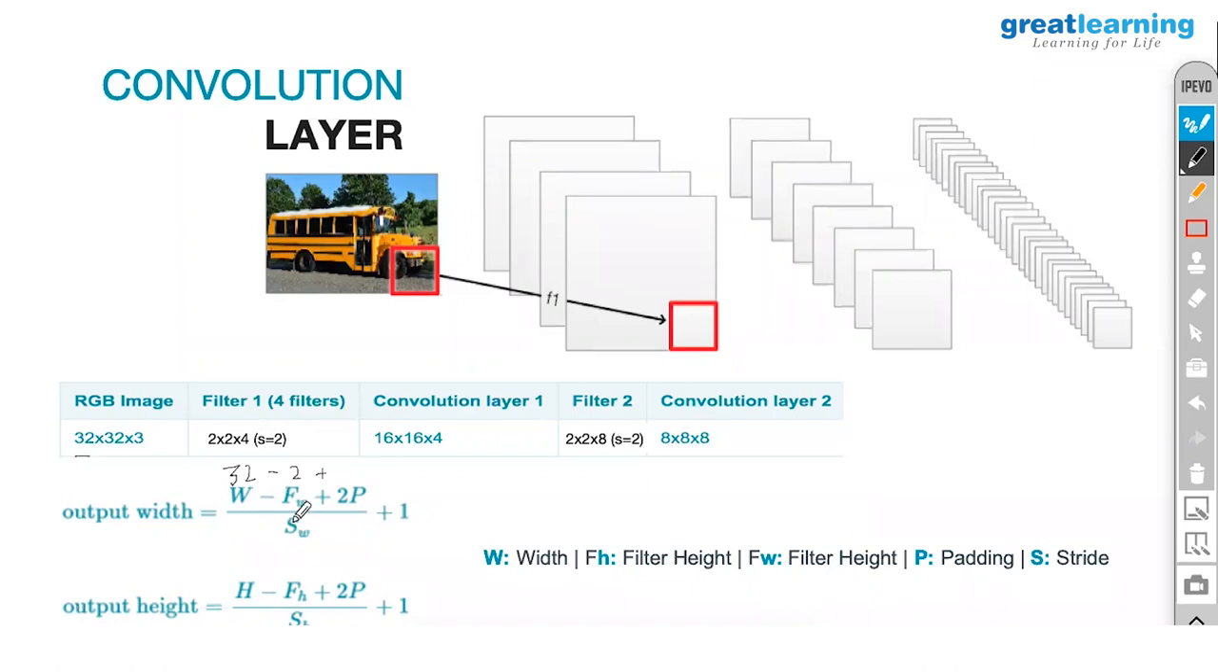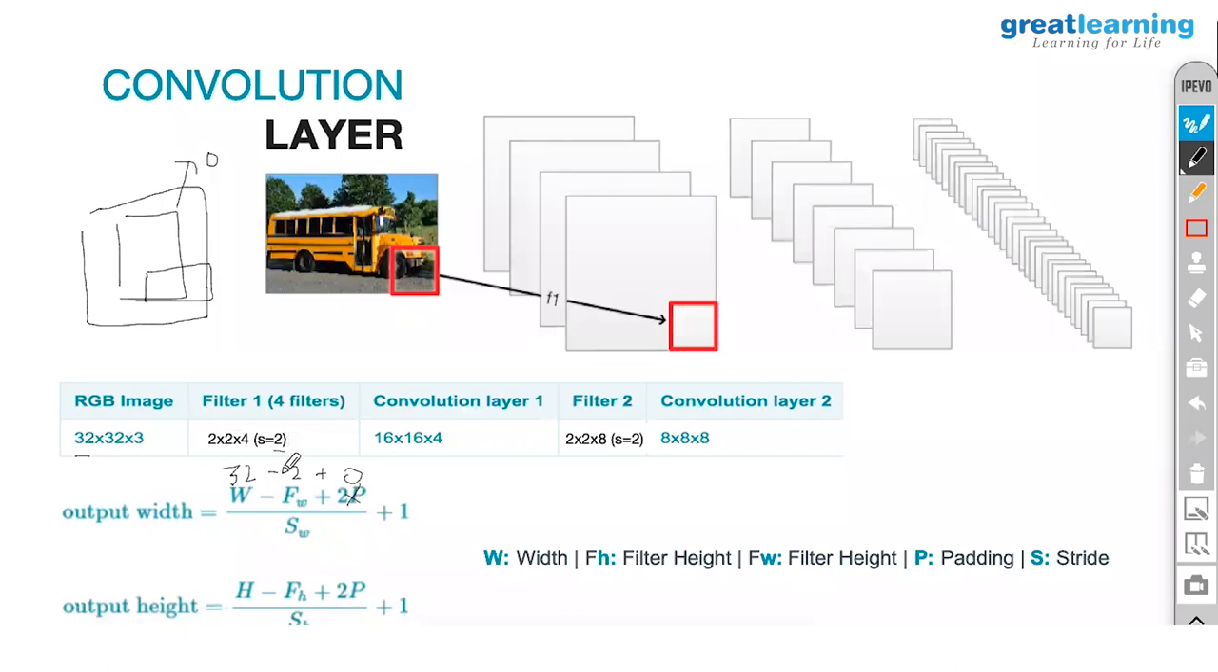Plus 2 into padding. Padding in the sense, sometimes the image is not enough to scan because of our filter. We just saw when I was trying to do stride 2, it went out. So for that reason, we have to pad it up. Pad means add an extra layer of zeros around it. In our case, we don't need padding. So this will be 0. 2 into 0 is 0.